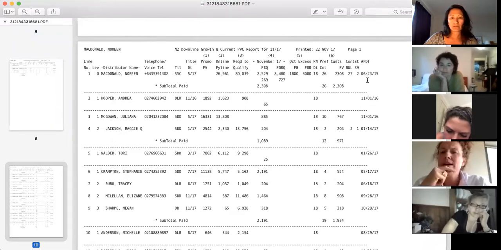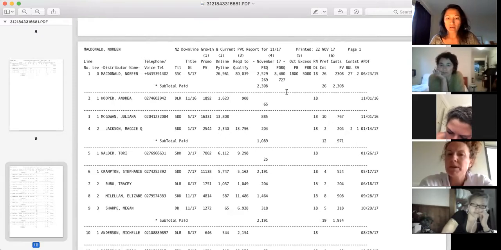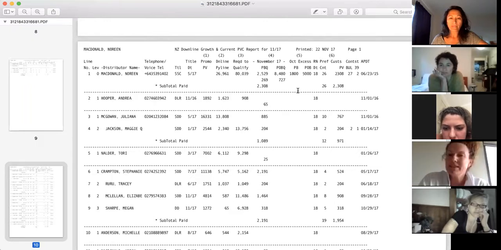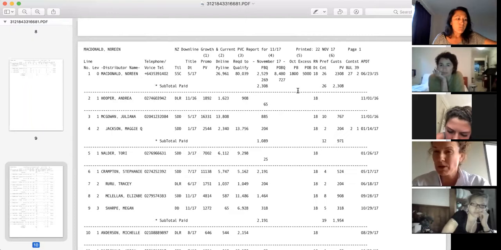Column number 4 is your personal PVC, so customers you've put on, and customers that are excess, as in the PB column. So when you go over to 5, you see PB, and see how Noreen's got 1800. That means she's actually got excess of 1800 volume. So she's actually got a lot of volume in the team. And then she's got 5,000 POB, which means she's POB qualified.